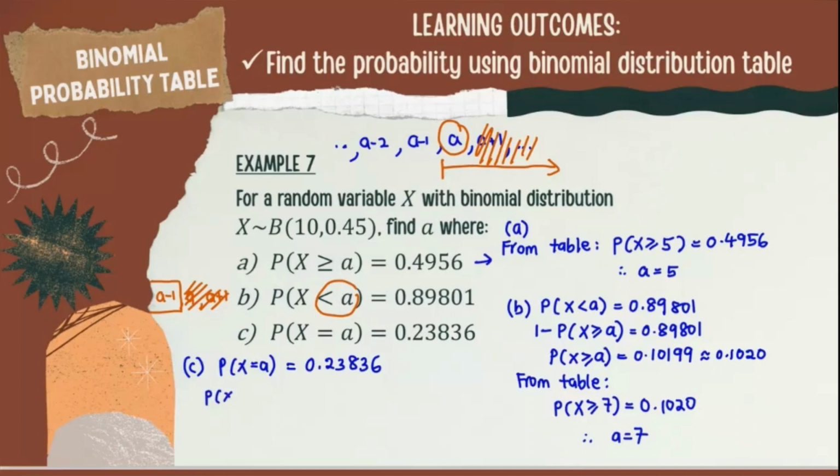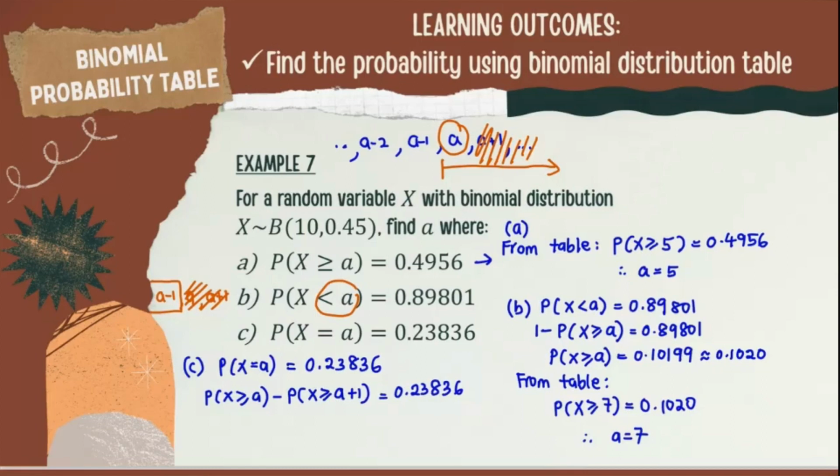So P of X greater than or equals to A minus P of X greater than or equals to A plus 1 sama dengan 0.23836. Now ini agak complicated sedikit sebab kita tak tahu nak tolakkan apa dengan apa. Tapi yang kita tahu adalah A kita akan tolakkan dengan nombor selepas dia. So contohlah kalau sini 1, saya akan tolakkan dengan X greater than 2. Kalau sini 2, saya akan tolakkan dengan 3. So now kena buat trial and error.